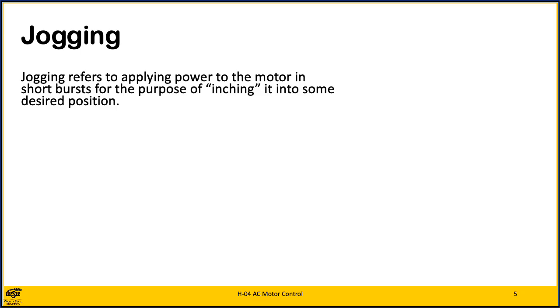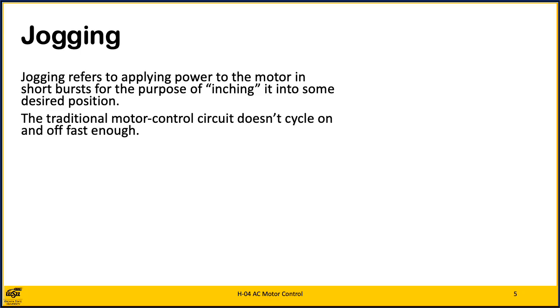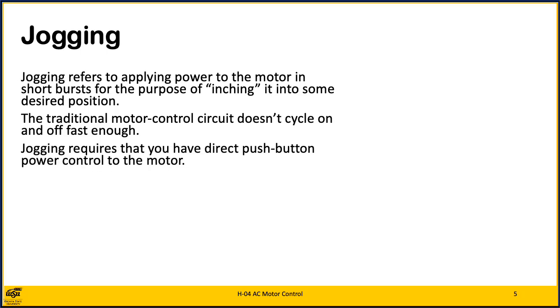The traditional motor control circuit discussed in the previous section, which uses a sealing relay, does not lend itself to jogging because it's not responsive enough. That is, it can't cycle on and off fast enough. Jogging requires that you have a direct push-button power control to the motor, which usually means bypassing the regular on-off relay circuit.